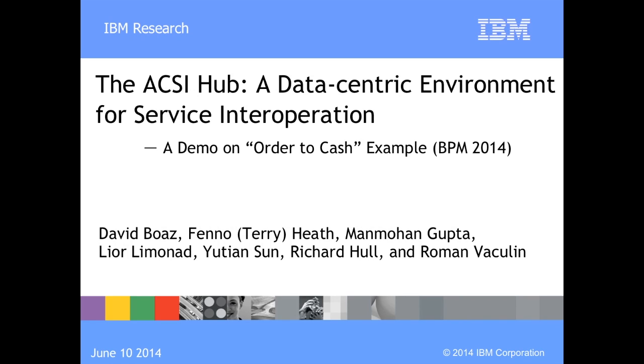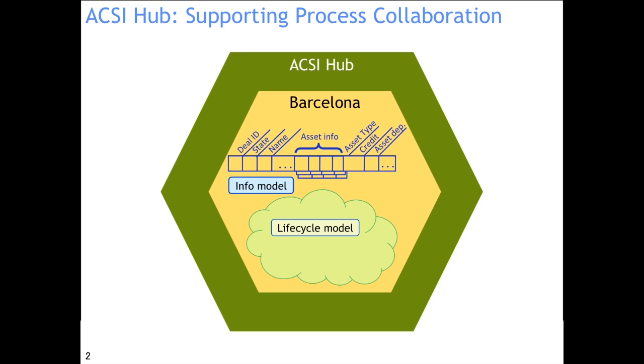In this demo, we will talk about a data-centric environment for supporting service in operation called Hub. We will demonstrate a hub engine by looking at an example called order to cash. The goal of this demo is to illustrate how collaborative business processes can be designed and executed through Hub. Let's begin by understanding how Hub works.